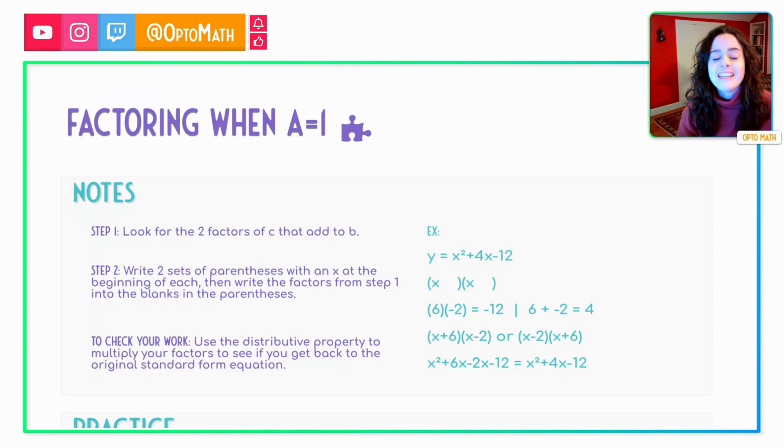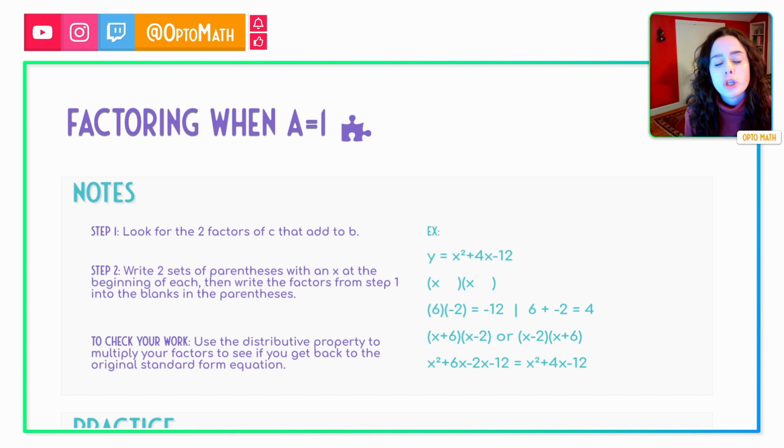Hey Opties! Today we're learning about factoring when a equals 1, a being the coefficient of our x squared. And remember, b is the coefficient of our x and c is our constant. So step 1 is to look for factors of c that add to b.